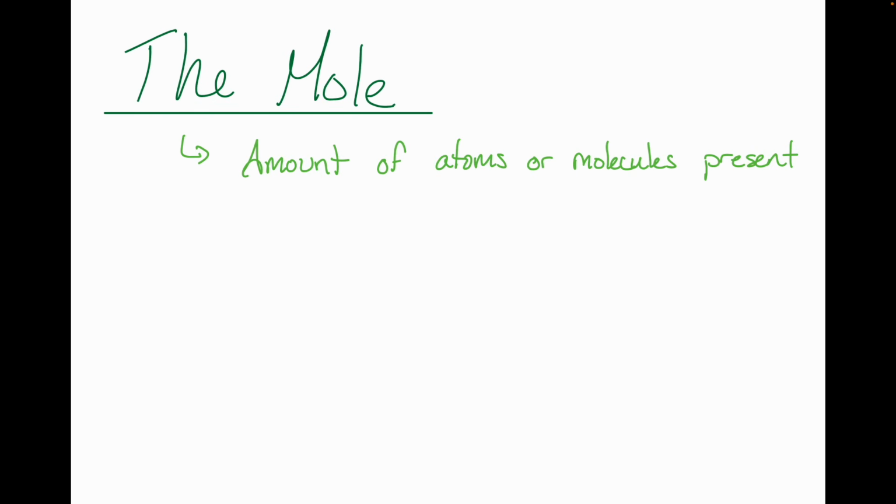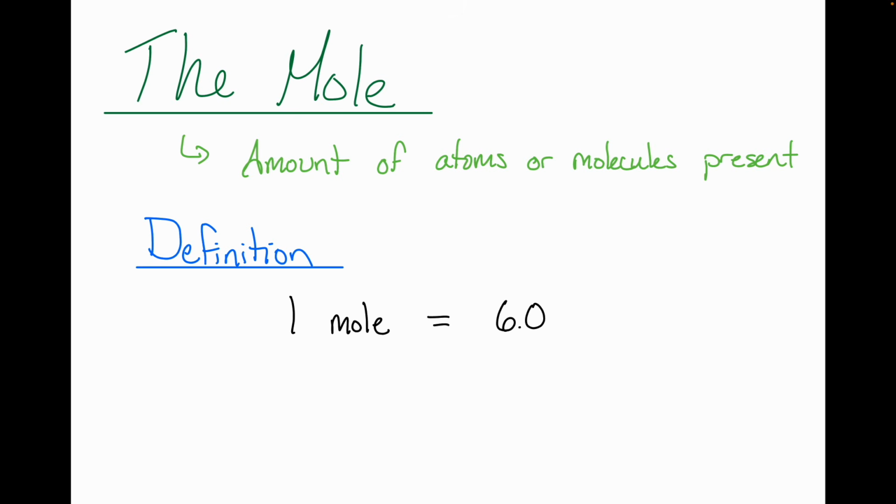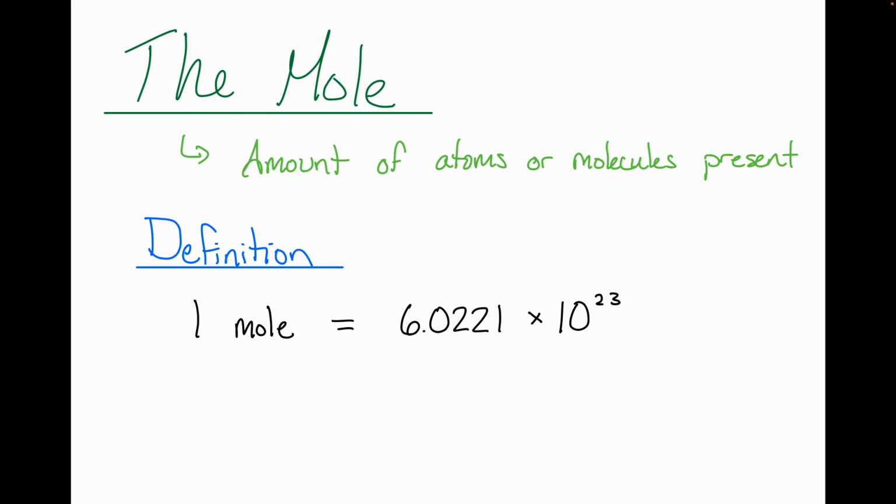All right, the definition of a mole. 1 mole is equal to 6.0221 times 10 to the 23 of whatever it is that you're talking about. And for right now, I'm just going to use this catch-all term, particles. All right, we'll explore that a little bit more.